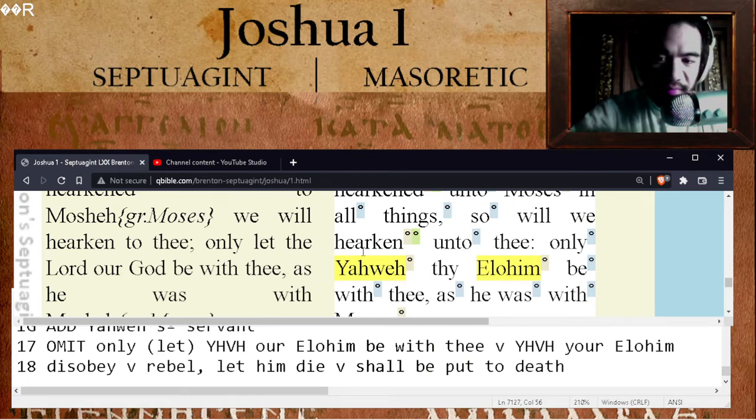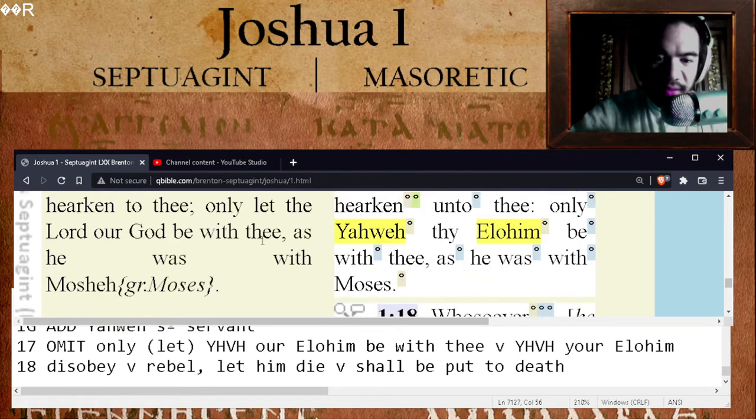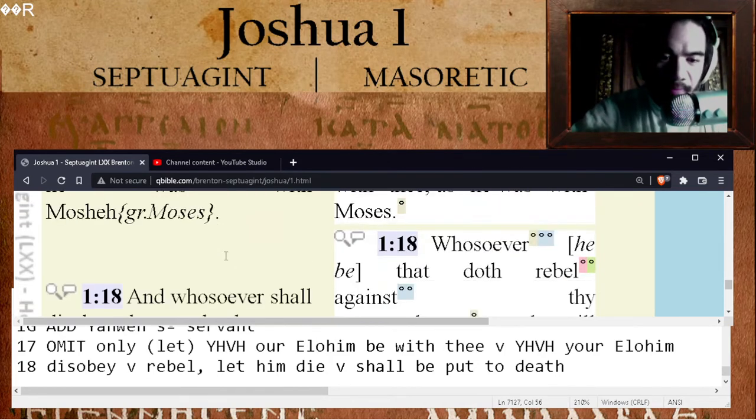Versus only Yah your Elohim be with you. So there's less ownership there. It's saying that's your Elohim, not ours. And they're not assuming that he will be with Joshua, but here we can see that they do wish him success, that he would lead them and be as he was with Moses, Yah will be with Joshua as he was with Moses.